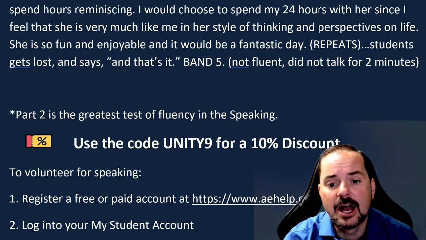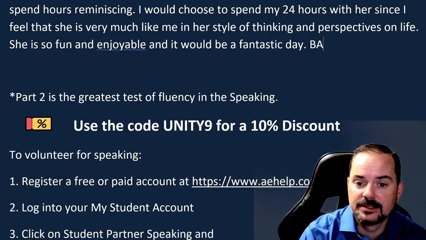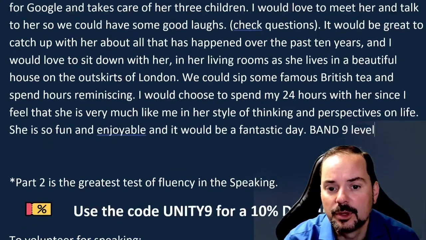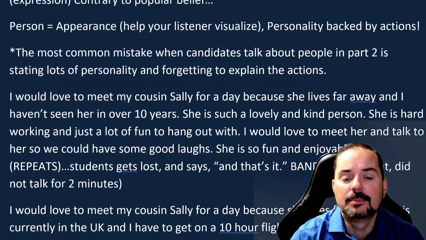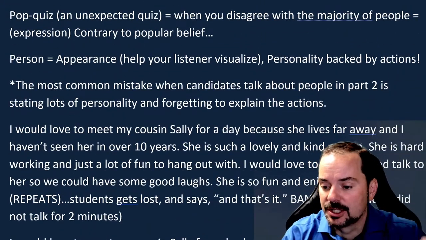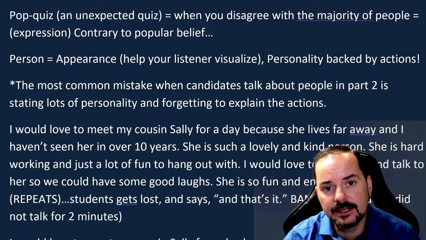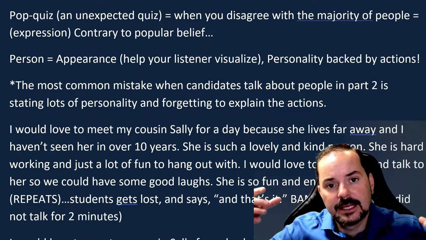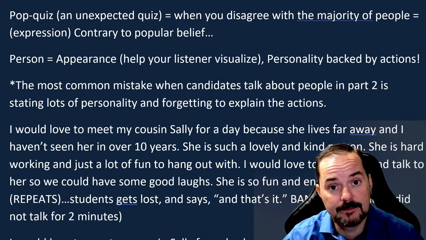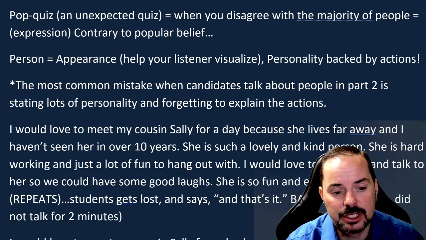Okay, now we are at the band 9 level, with those details and backing up those personalities with those actions. All right, makes sense, everybody? So that's the difference. That's how you can expand, and that's all that you need to do. When you talk about a person, just think: personality plus action, personality plus action, okay?